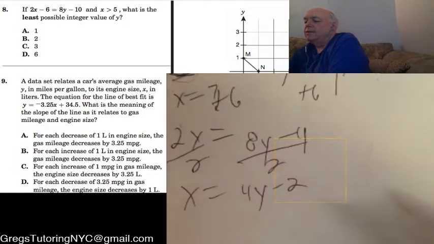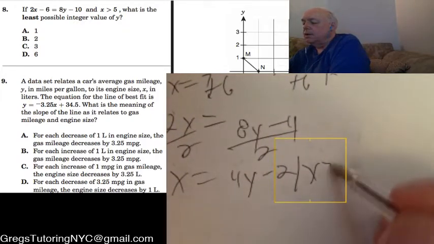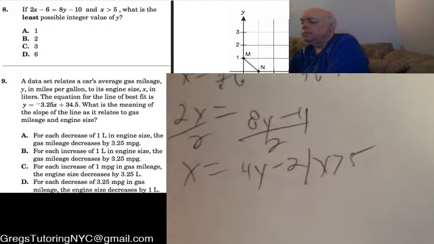And the question is, what do we do with it? Well, let's drop down this criteria here: x is greater than 5.